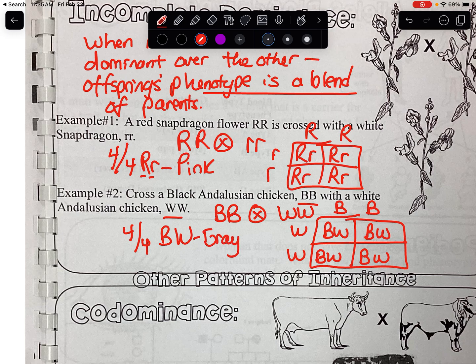Now, I think on the homework I asked you to cross two pink snapdragons, and they're just flowers. This is what they look like. So you would cross big R little r times big R little r, right? The only way to be red is to have two big R's. The only way to be white is to have two little r's.